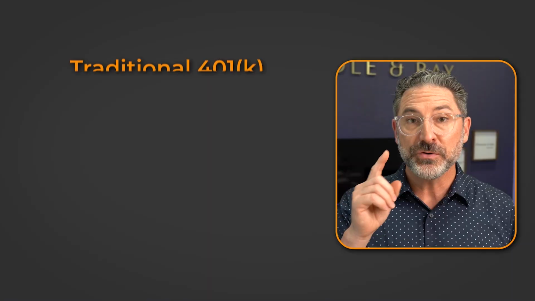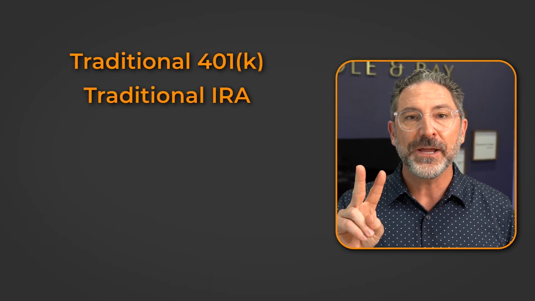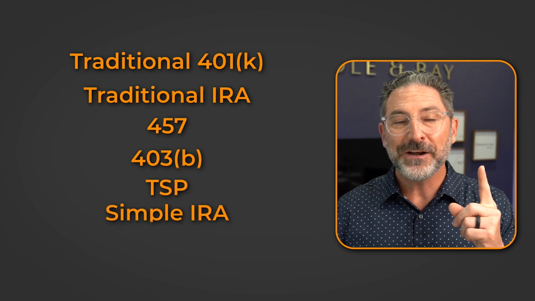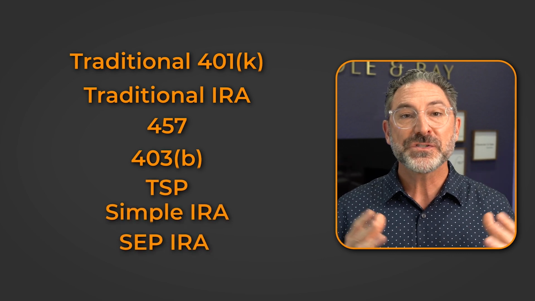And that can be your traditional 401k, your traditional IRA, 457, 403b, TSP, simple IRA, SEP IRA, anything that's qualified money. When you reach your required beginning date, then you have to start taking it. So if you were born in 1951 to 1959, that date is age 73. If you were born in 1960 or later, that for you would be 75. So at 75, you would begin the required minimum distributions.